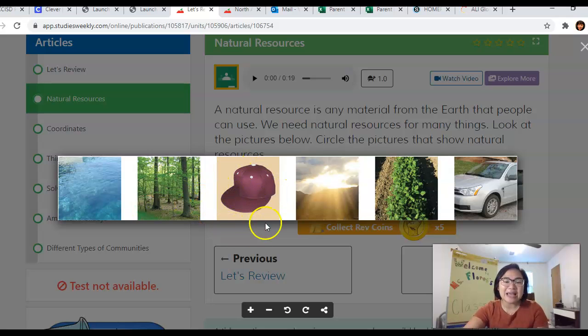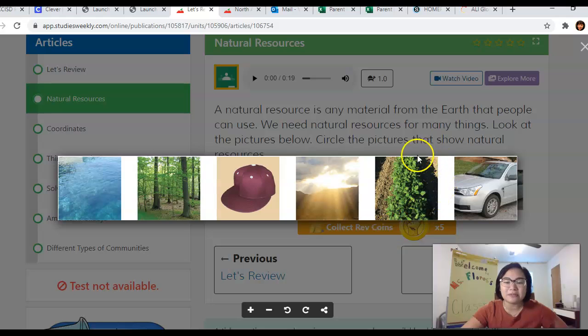Our next one is a hat. Can you grow hats on trees? Definitely not. Can you find a hat swimming out of the ocean? No, you can't. This is a man-made resource. All right, our next one is sun. Is solar energy going to be a natural resource or a man-made resource? That's a natural resource. Great job.